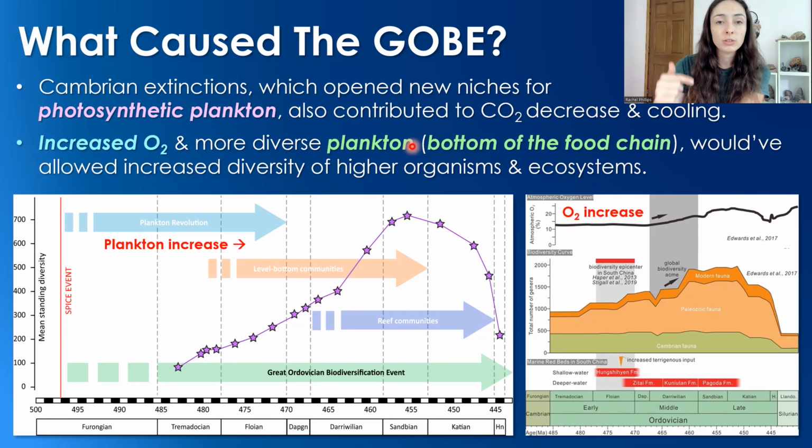I'll show a figure later from a paper that shows different species of plankton that diversified at the time and their increase in diversity. And the increased diversity of the plankton also helped to feed animal life and higher, more complex organisms because they are the bottom of the food chain. And so when they diversified, they kind of set off a chain reaction, no pun intended, that helps the rest of the food chain diversify. And this led to just more diverse ecosystems overall.